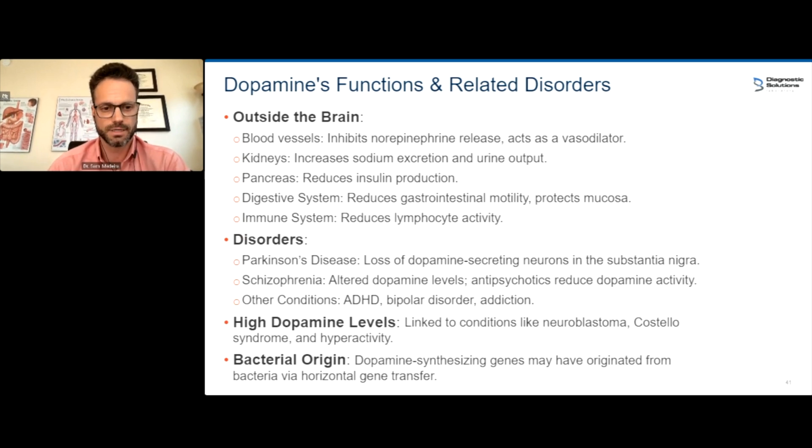I'm not going to belabor this slide too much. You all have the slides. But if you want to dive down into all the other things dopamine does, a lot of the research around dopamine is about the degradation of substantia nigra in the brain with Parkinson's disease. And there's other research that is outside the content of today's class. But for the sake of time, I'm going to skip over this. But it's all the things it does in the body. It reduces insulin production, increases sodium excretion and urine output, inhibits norepinephrine release, acts as a vasodilator.